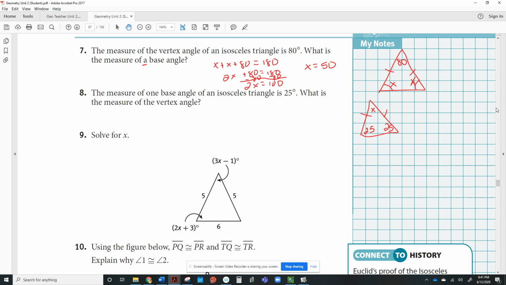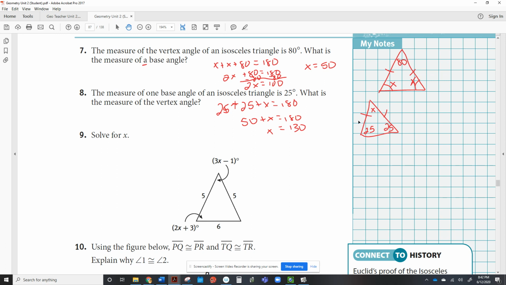I have another algebra equation. 25 plus 25 plus x is equal to 180. 50 plus x is equal to 180. Subtract 50 from both sides, and x is equal to 130.